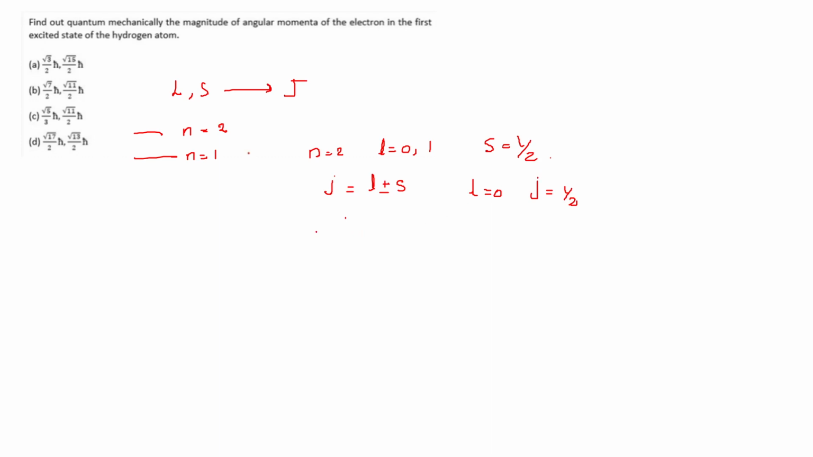We know that when L equal to 0, then J value will be half. Now for the other case, L is equal to 1, what will happen? 1 plus or minus 1 by 2, so the answer will be 1 by 2 and 3 by 2. So these are two J values for L is equal to 1. Now for 1 by 2 and 3 by 2, we have to calculate the magnitude of J. So magnitude of J will be what?